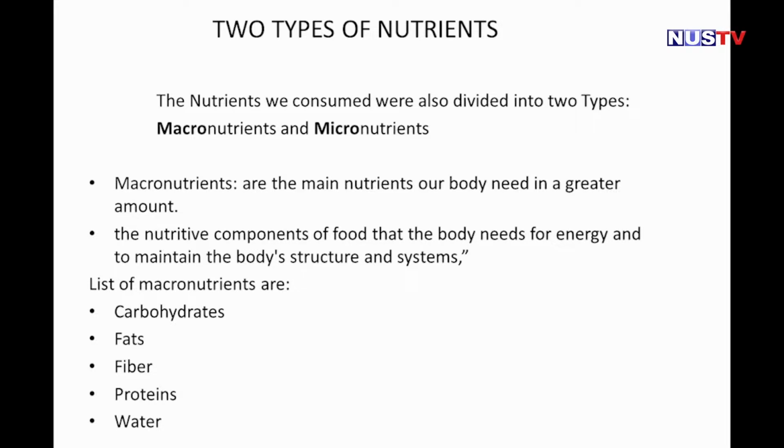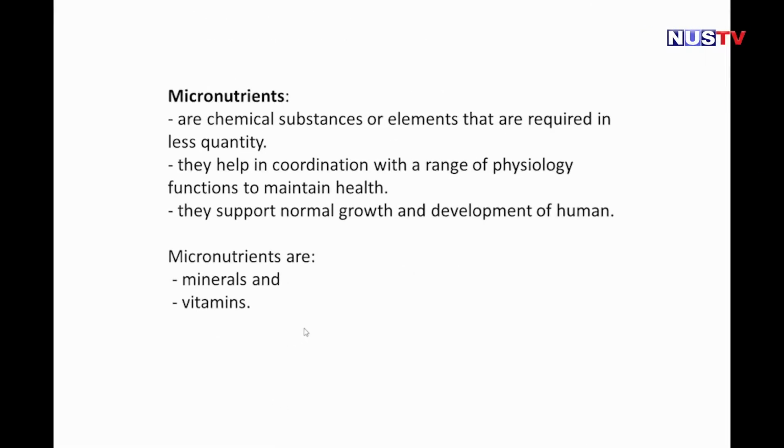For the first type, called macronutrients, they are the main nutrients our body needs in greater amounts or quantities. They are the nutritive components of food that the body needs for energy and to maintain the body's structure and systems. Those macronutrients are carbohydrates, fats, fiber, proteins, and water. Another type of nutrients are micronutrients.